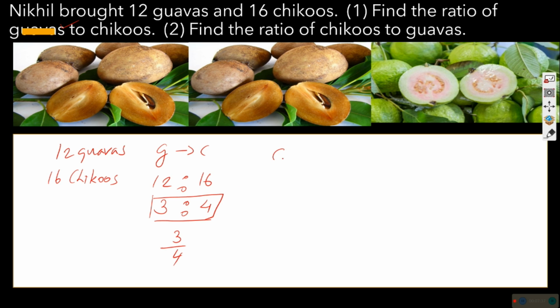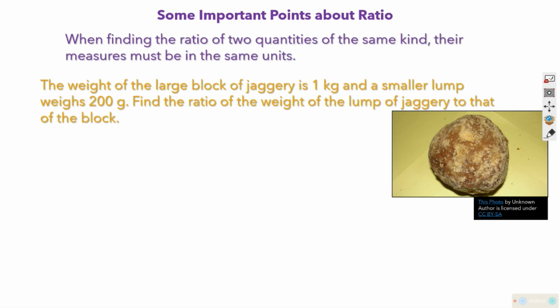And if it is chikoos to guavas, the ratio will change. You will write 16:12 in proportion. If you make it into the smallest possible, it will be 4:3 in proportion, 4/3 in the format of ratio. Understood? So this way we can convert or understand ratio and proportion. Ratio and proportion are of great use in certain situations.